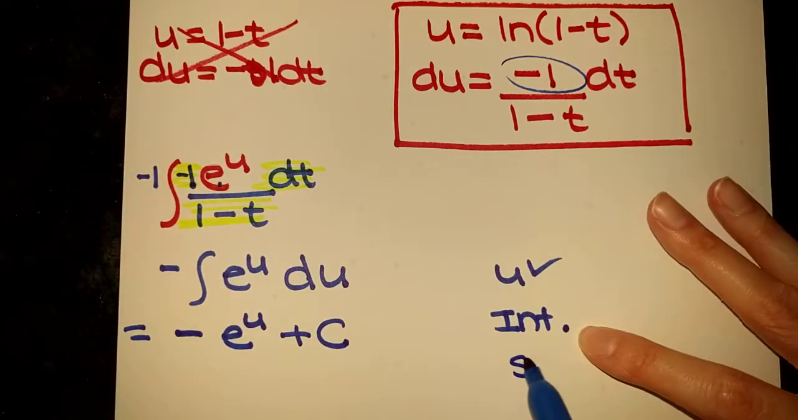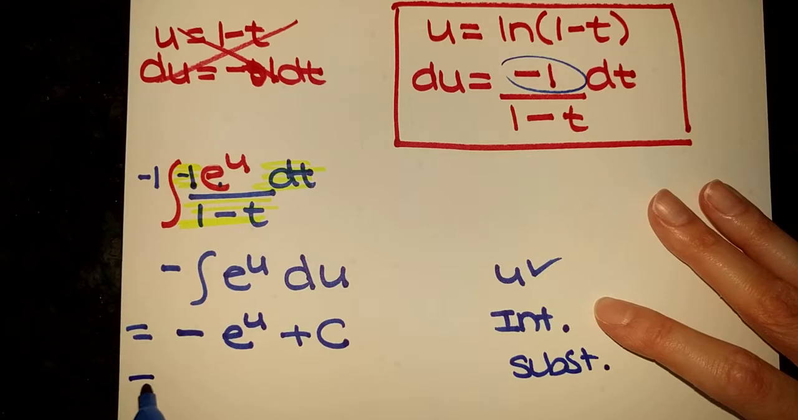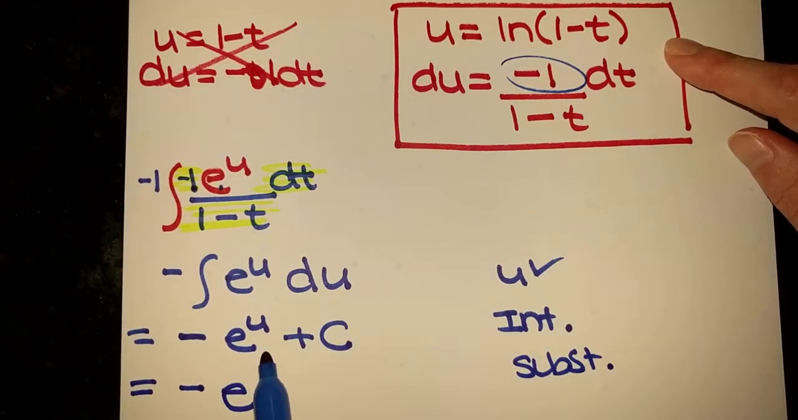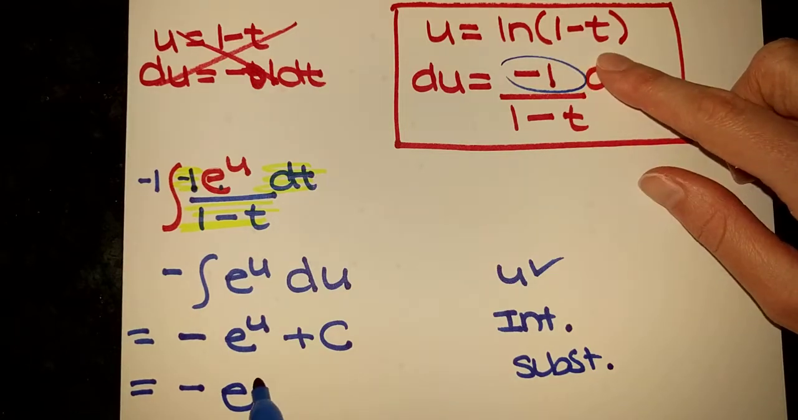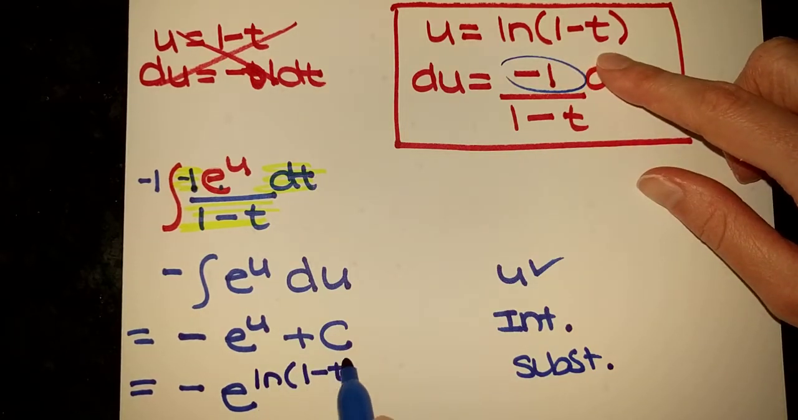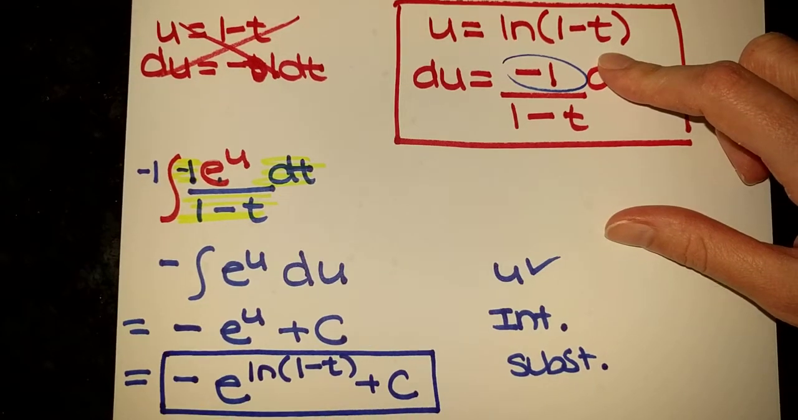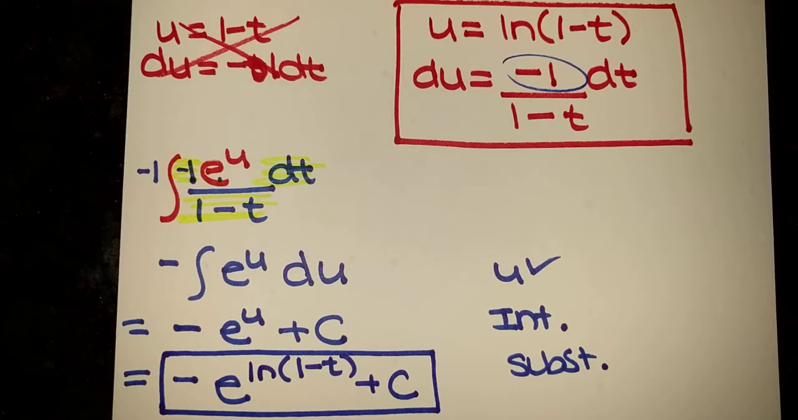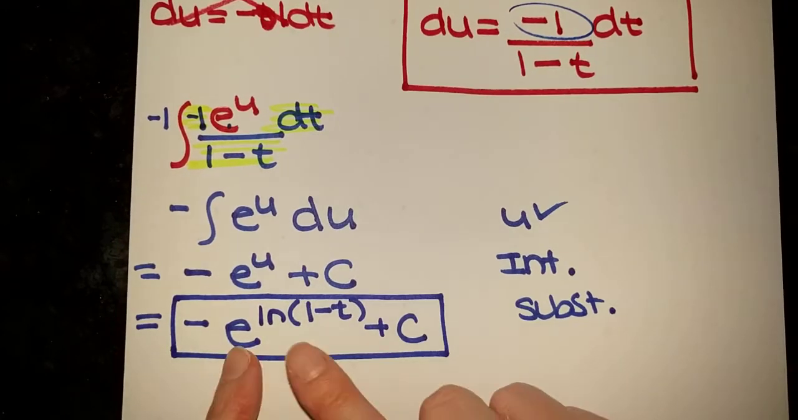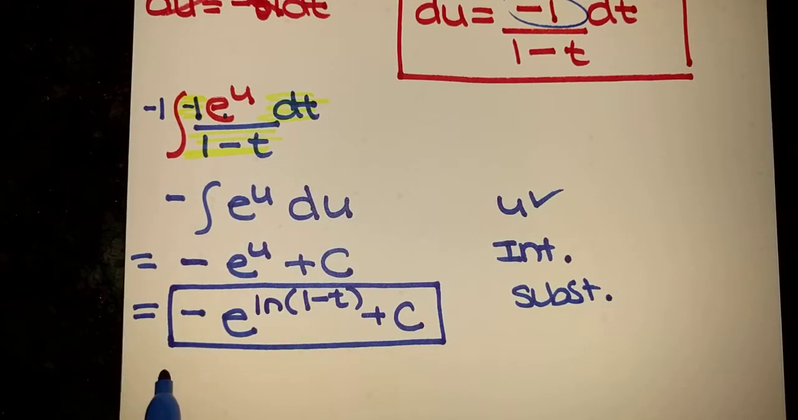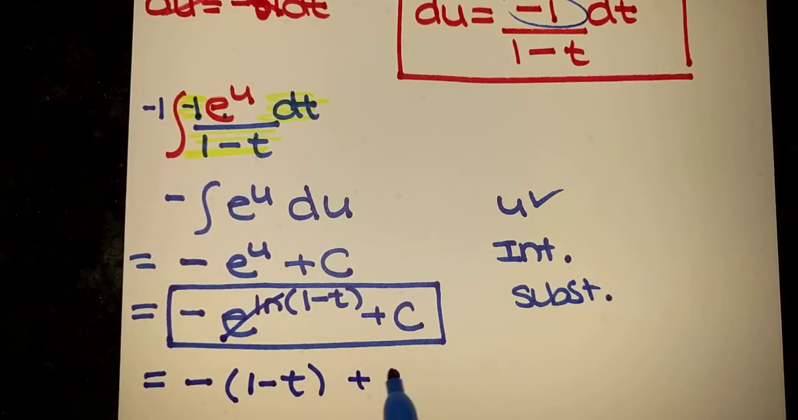Once we integrate, then we substitute back. So we're back in terms of our original variable. We had that u was defined as natural log 1 minus t, so that's what we're going to plug in. And that is our final answer, but it's not really our final answer, because remember that e and natural log undo each other. So this is going to become negative. These guys are going to eat each other, and you're going to have negative quantity 1 minus t plus c.